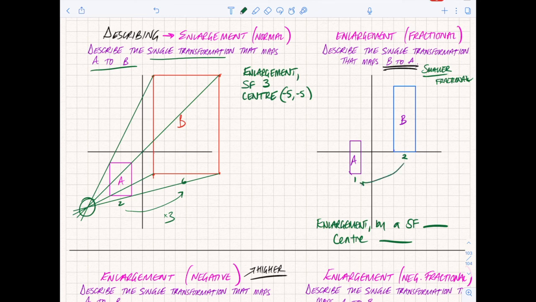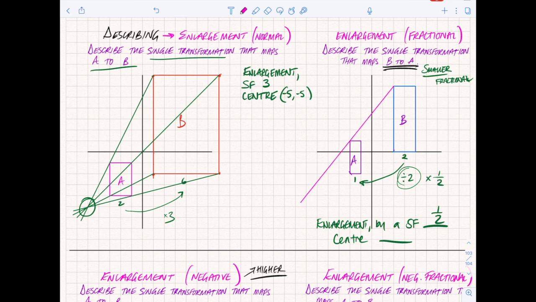How do I go from 2 to 1? I divide by 2. If you're dividing by 2, that is the same as timesing by a half. So your scale factor is a half. Whatever you're dividing by effectively will be your fraction. Just put it as 1 over that if you're ever not sure. Last bit then, find your center of enlargement.